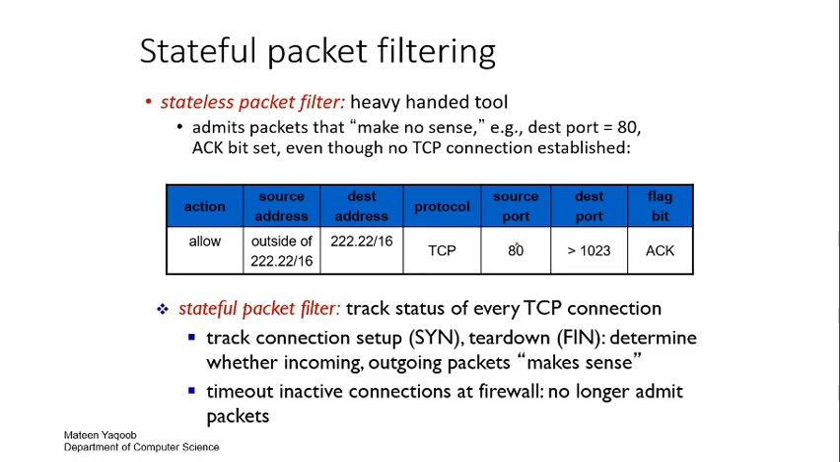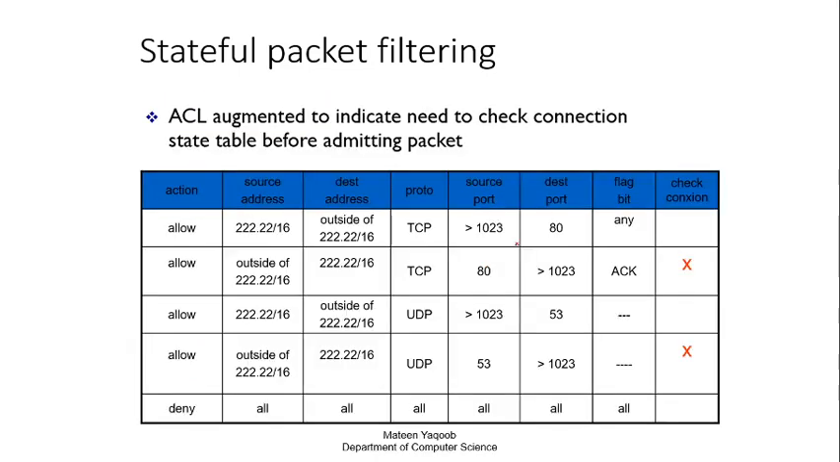Stateful filtering allows the router firewall to maintain and track the status of every TCP connection. We also monitor the timeout of inactive connections at the firewall, so it no longer admits those packets. Usually in stateful packet filtering, the ACL is implemented like that. We check whether the connection has been established or not. If it has not been established, then we will block it.